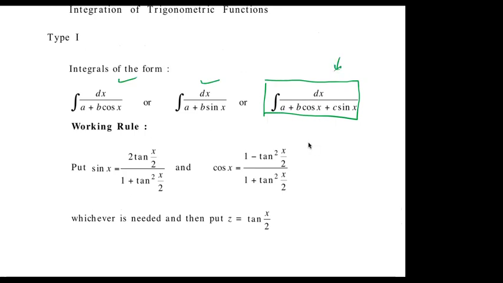Always what you have to do is just convert the sin x or cos x in the half angle in terms of tan. You already know the formula. Sin x equals 2 tan x by 2 upon 1 plus tan square x by 2, and cos x equals 1 minus tan square x by 2 upon 1 plus tan square x by 2. Then after substituting, what you have to do is just substitute tan x by 2 equals t or z, right?